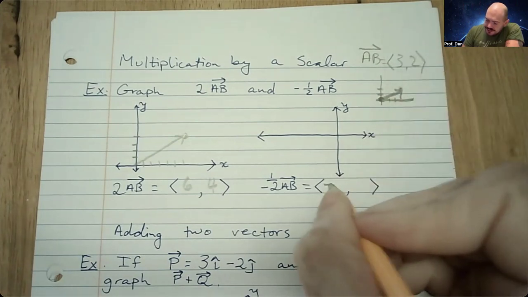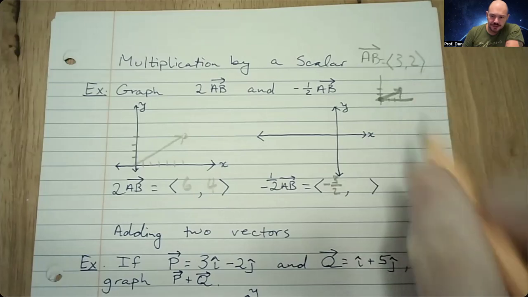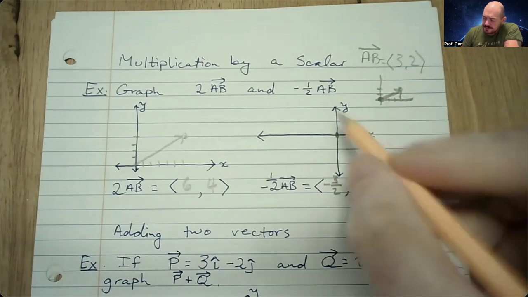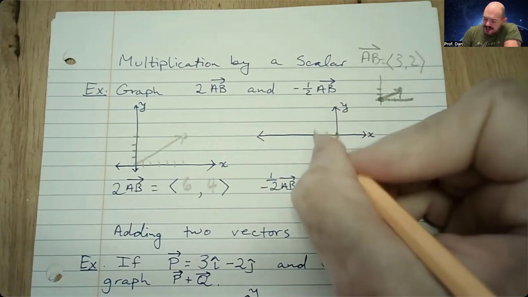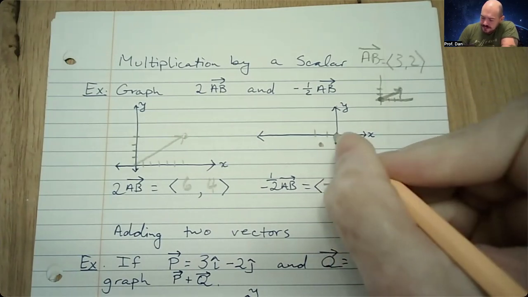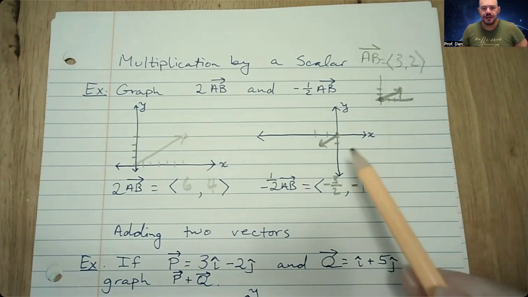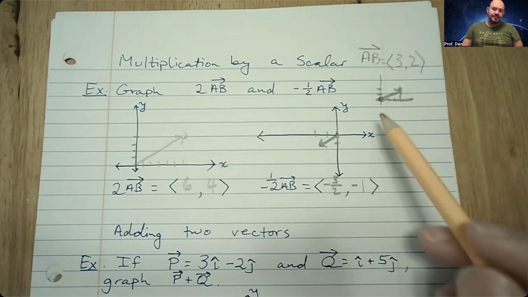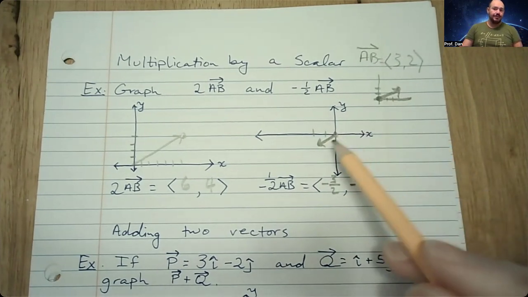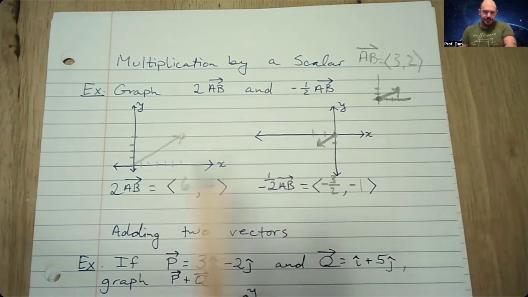So instead of 3, I would have negative 1.5 or negative 3/2. And instead of 2, I would have negative 1. So to graph that, I would start at the origin and go back 1.5 units and down 1 unit. Start to finish, that would be negative 1/2 AB. Notice it goes exactly in the opposite direction as AB, and it's actually half the length of AB. So now we've got multiplication by a scalar.